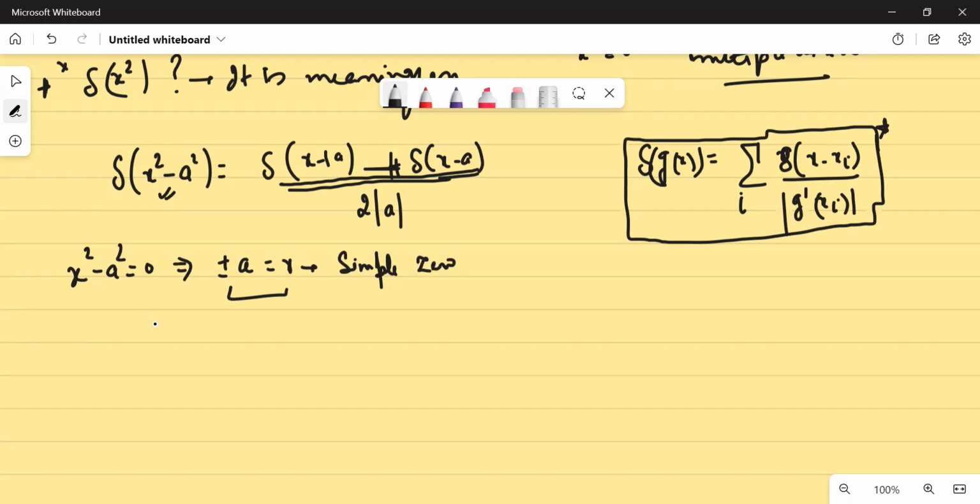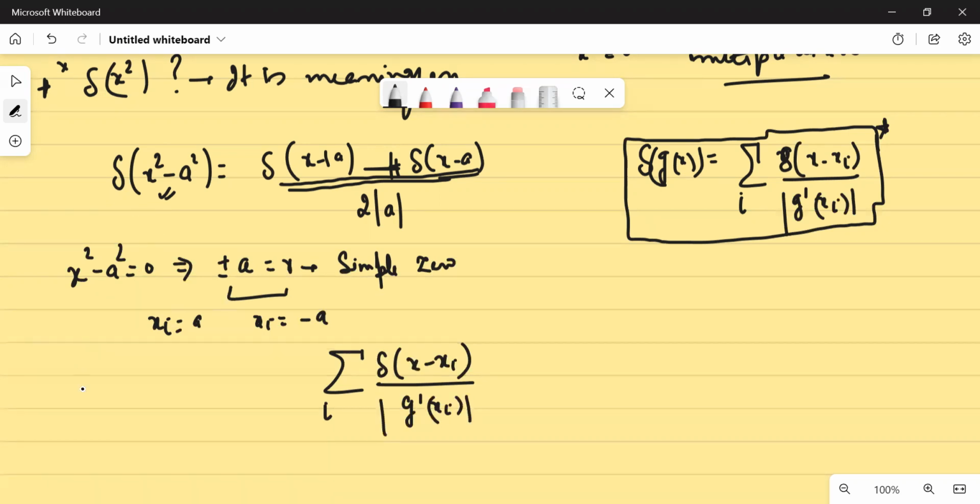So there are two roots. One I will write xi as a, another xi I'll write as minus a. So now this will be the sum over i of Dirac of x minus xi divided by mod of g dash xi. Now what would be g dash xi? So g(x) is x square minus a square, and g dash x is equal to twice x. So if you write g dash at either plus a or minus a, this is either twice a or minus twice a. If I want to write the modulus of it, it will become 2 times modulus of a.